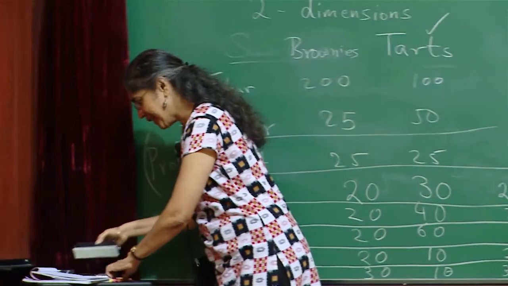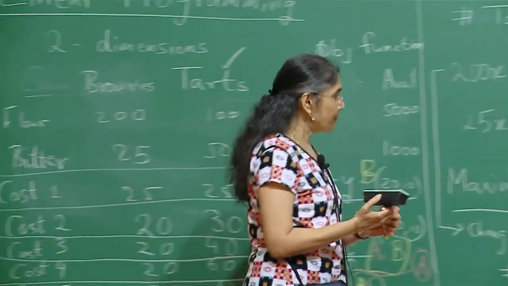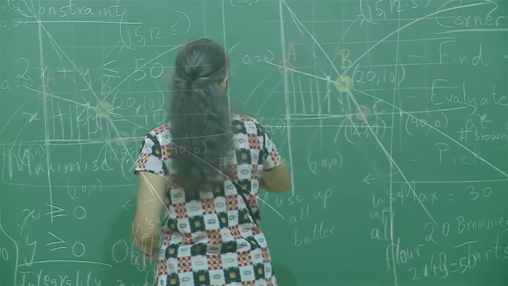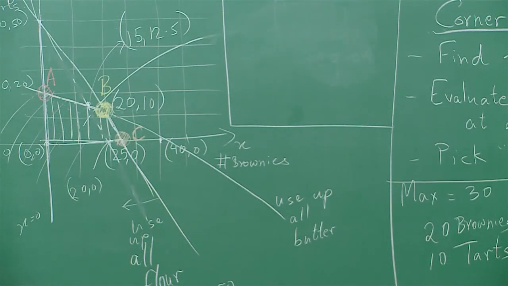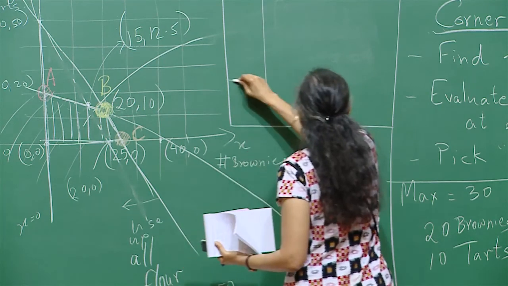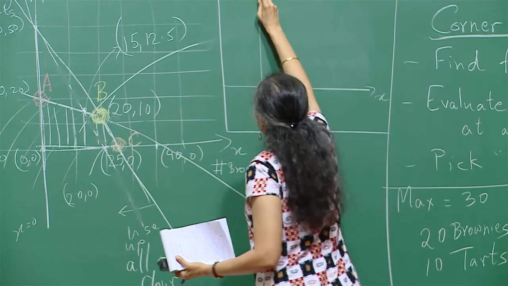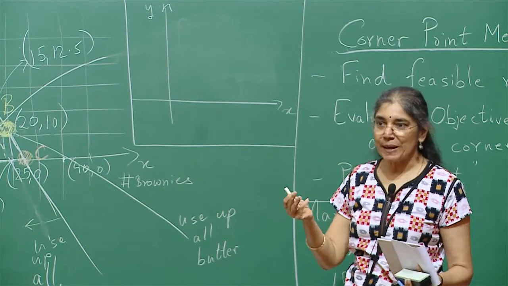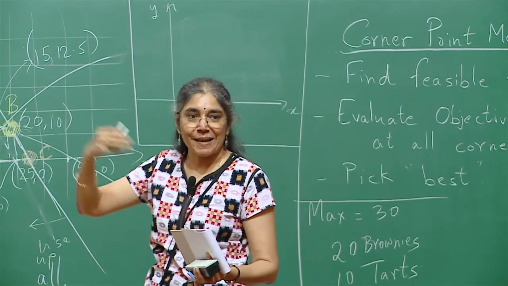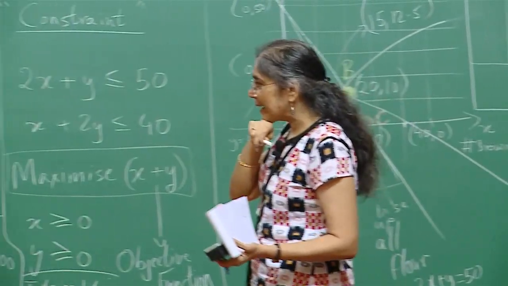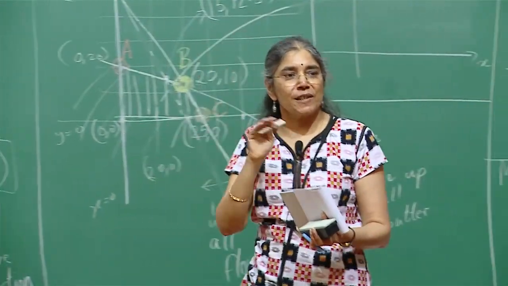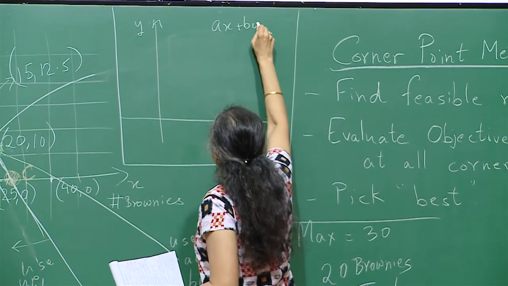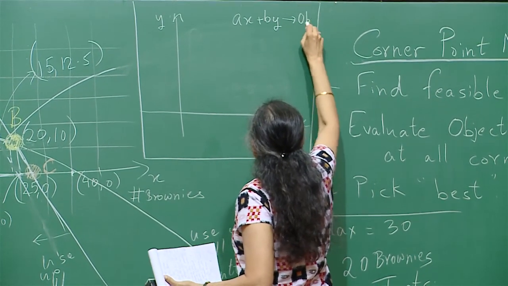For this I am going to need a little bit more board space. In general, let us say I have the coordinate axes x and y, and what is the function that we are trying to maximize or minimize? Sometimes it could be minimize also, minimize the cost, maximize the profit. What is it that we are trying to optimize? It is a function which looks roughly like ax plus by. This is the objective function.